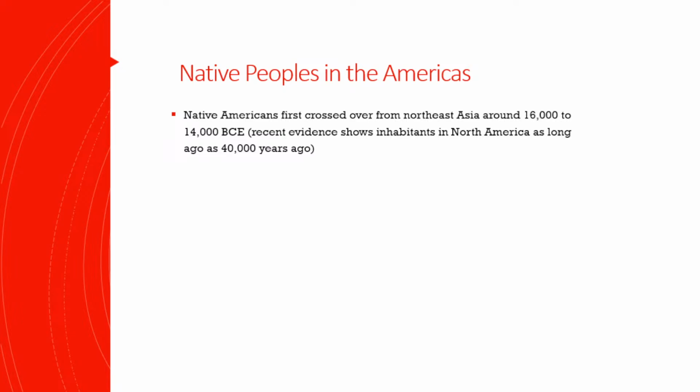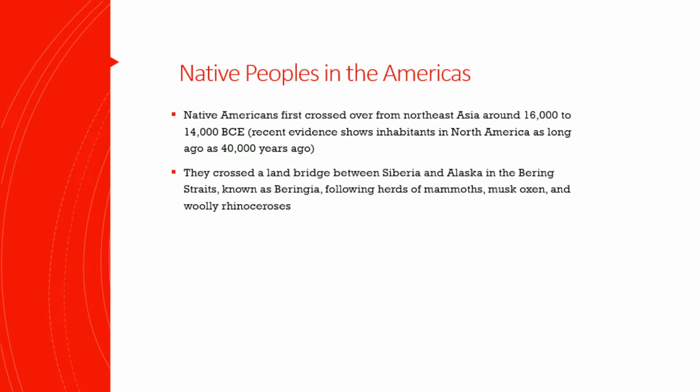The current understanding is that Native Americans crossed over from Northeast Asia, which is to say, Siberia, between 16,000 to 14,000 BCE, using the Bering Strait, which is what the land bridge was called, Beringia.